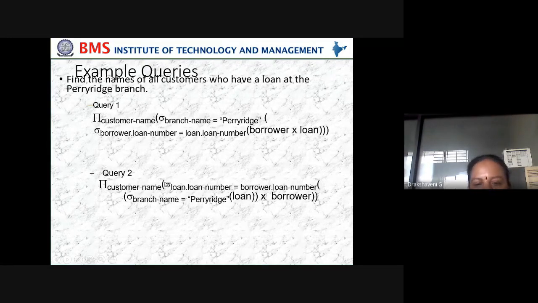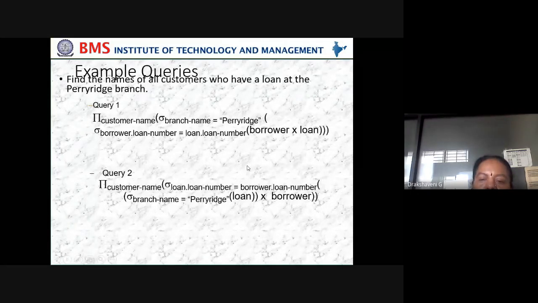The same query can be written like this also. First do the Cartesian product of both, then find the branch name column where there is a Perryridge branch. Then compare the loan number from borrower and the loan number from loan. From these, find the customer name. That's an example of query 1 and query 2.